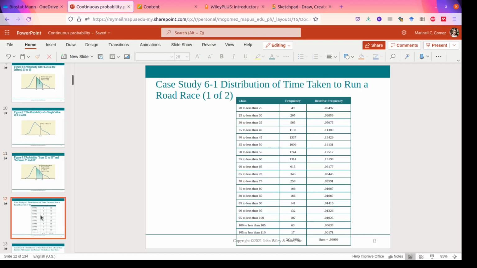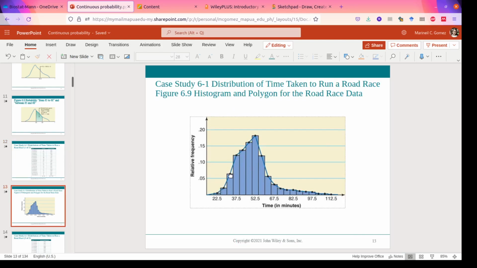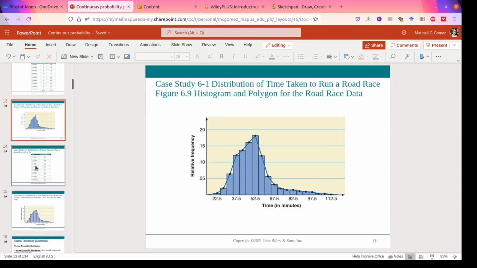So let's look at another example. Here is a distribution of time taken to run a road race. It's a class of 20 to 25; these are the classes. For continuous probability, in order to create the probability distribution, if we have the total population, we usually classify the data into 0 to 1, 1 to 2, 2 to 3. Here it is 20 to 25, 25 to 30. Then create a histogram, get the midpoints of each bar in the histogram, and connect the dots. And this is now your continuous probability distribution.